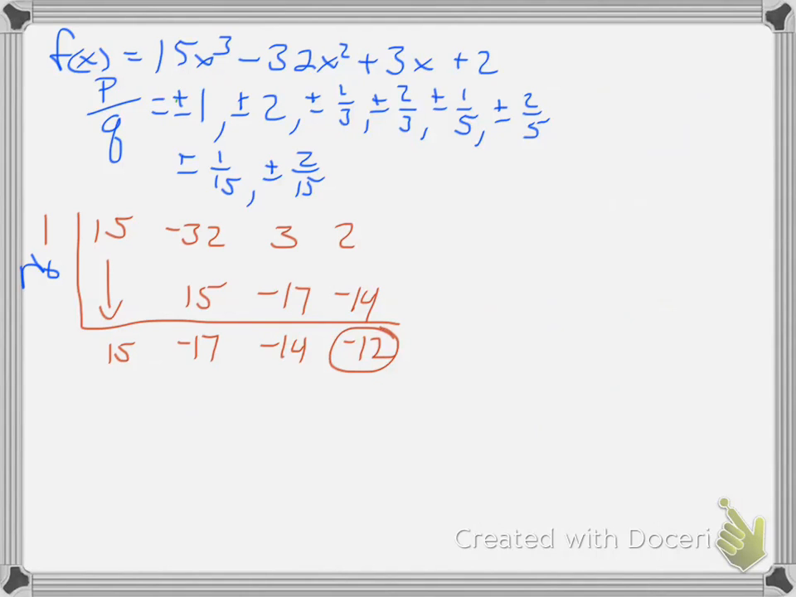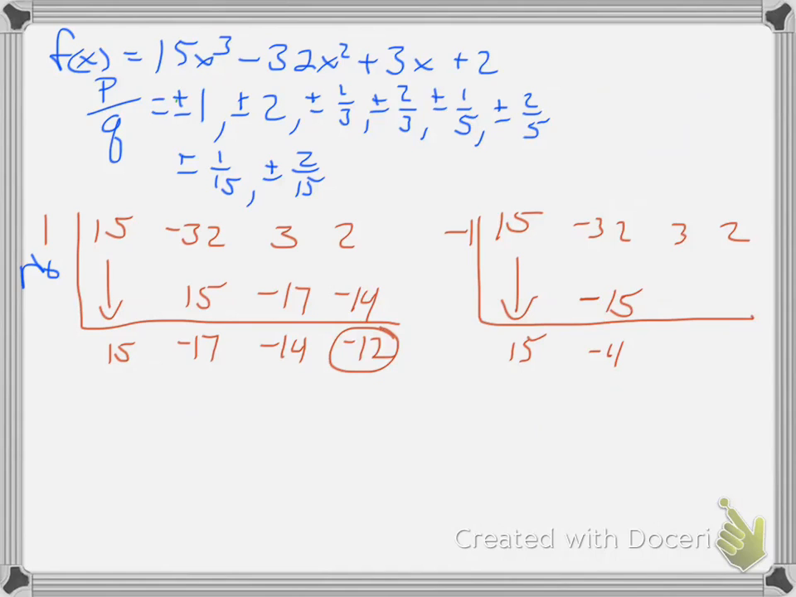So then I'm going to go to the next one. Well, before I move to 2, I've got to check negative 1. I'm going to go ahead and do this quickly. If you need to pause it, you can. 15 times negative 1 is negative 15. That becomes negative 47, positive 47, 50, negative 50, and negative 48. So that doesn't work either.